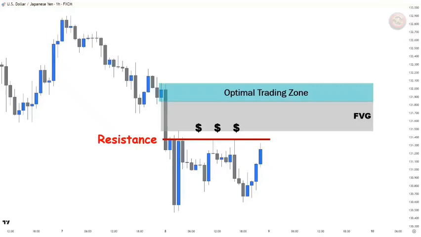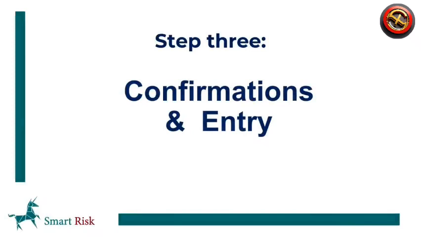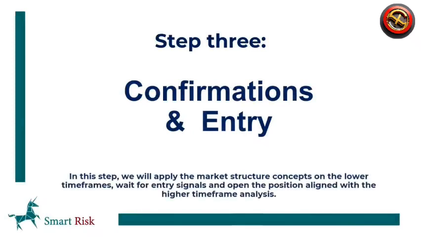In the next step, we wait for the price to come and mitigate the fair value gaps. Then we will zoom into the lower time frames to look for confirmations and enter short positions. Now let's continue with the third step, the confirmations and entry. In this step, we will apply the market structure concepts, wait for entry signals, and open the position aligned with the higher time frame analysis.